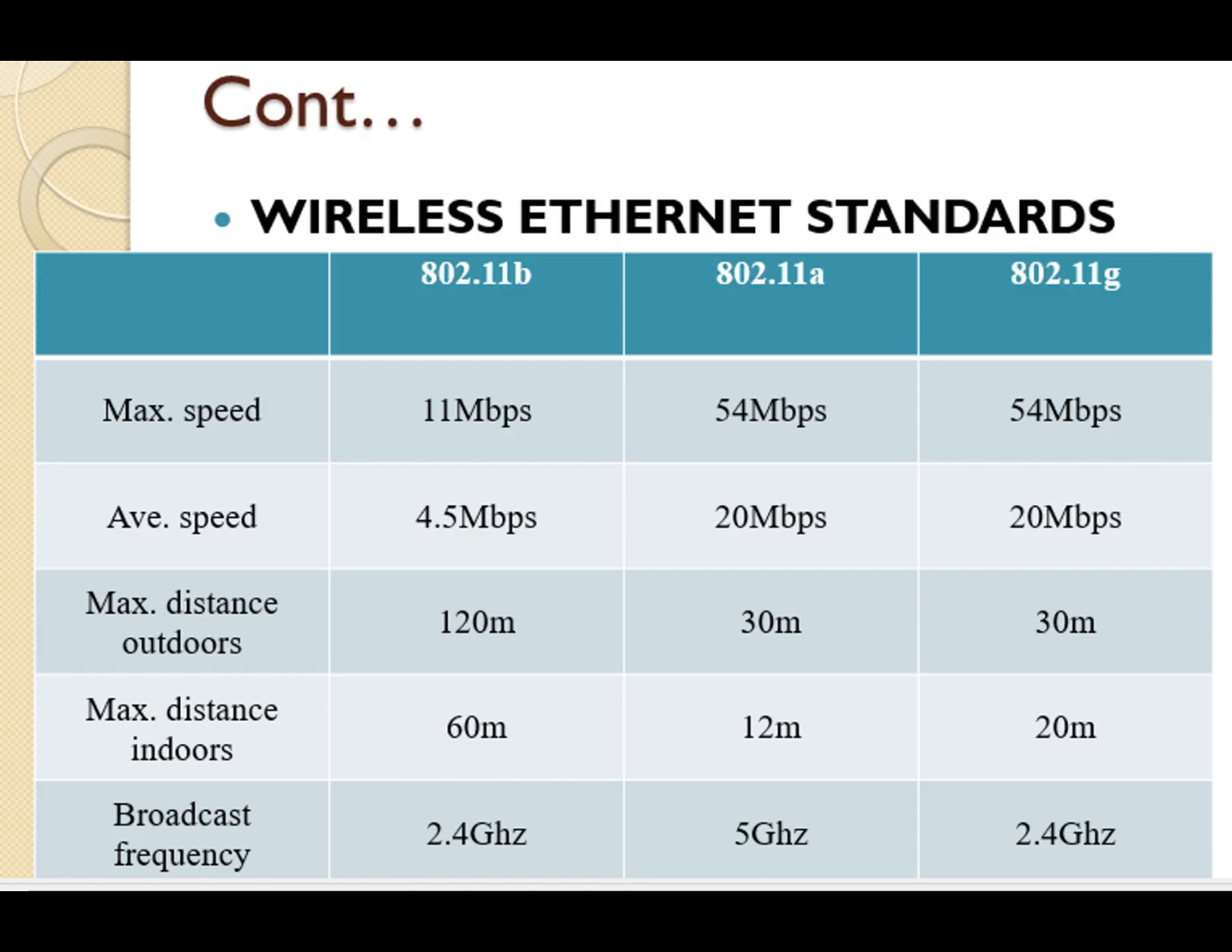Wireless Ethernet standards: 802.11b, 802.11a, 802.11g. Max speed: 11 Mbps, 54 Mbps, 54 Mbps. Average speed: 4.5 Mbps, 20 Mbps, 20 Mbps. Max distance outdoors: 120 m, 30 m, 30 m. Max distance indoors: 60 m, 12 m, 20 m. Broadcast frequency: 2.4 GHz, 5 GHz, 2.4 GHz.